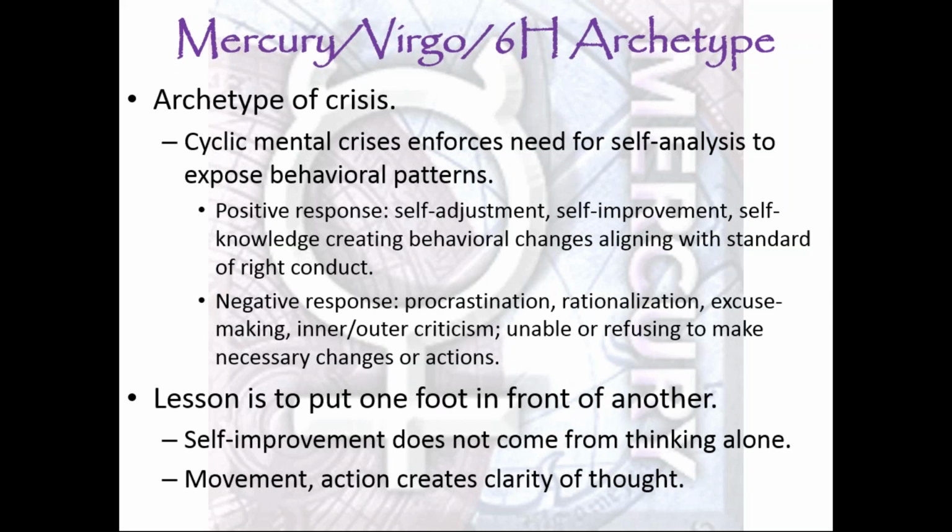If we have a negative response to the archetype of crises here, we get into those famous Virgo sixth house words of procrastination, rationalization, excuse making, inner outer criticism. We're either unable or refuse to make whatever necessary changes or actions are in front of us. So again, it brings up that lesson here of one foot in front of the other. Self-improvement doesn't come from thinking alone. It needs movement, it needs action, and in the process of moving, it helps to create clarity of thought and evolve through any crises that is going on.